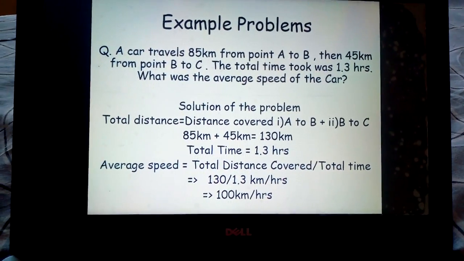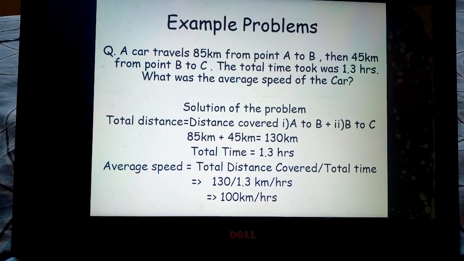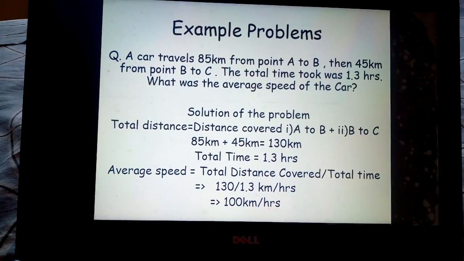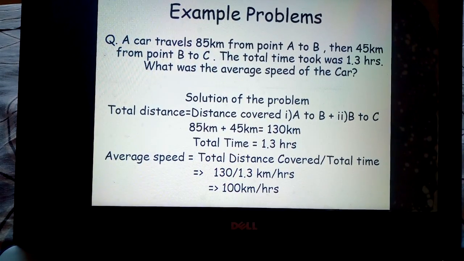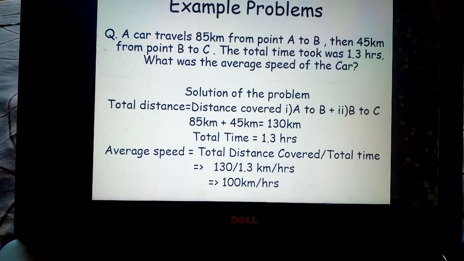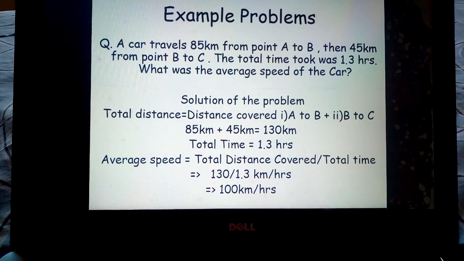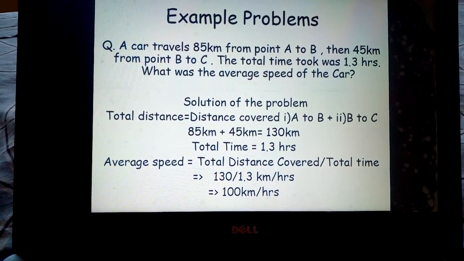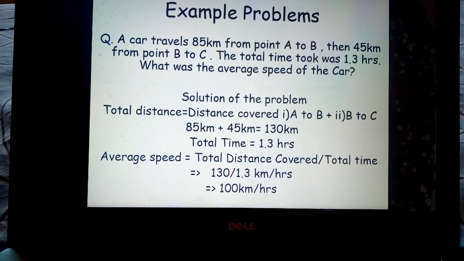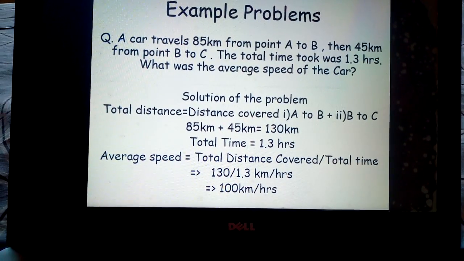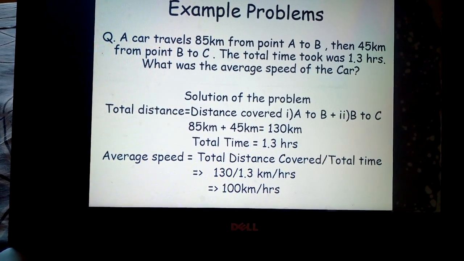Now, a car travels 85 kilometers from point A to point B, then 45 kilometers from B to C. The total time taken was 1.3 hours. What was the average speed of the car? We can solve this problem by following steps. First, we calculate the total distance, that is the distance covered from A to B plus the distance covered from B to C. So the total distance will be 85 kilometers plus 45 kilometers, that is 130 kilometers.